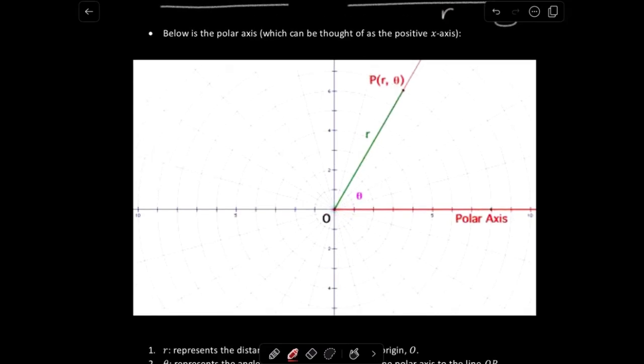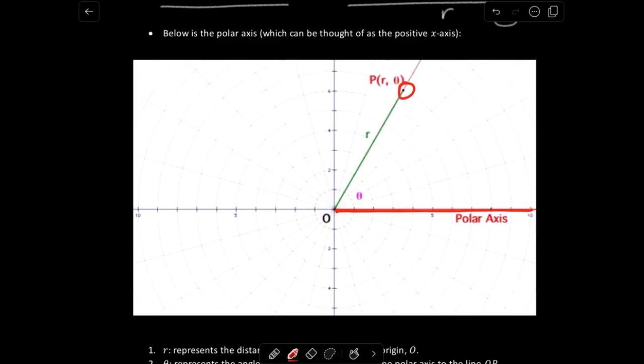So I want you to take a look at this diagram. What we have is the y-axis and the x-axis. That's straight from the Cartesian plane. But what we do is we call the positive part of the x-axis the polar axis, which can be thought of as basically the positive x-axis. We're not changing anything. We're just basically giving the positive version. So here's the x-axis from the Cartesian plane, this thing that I'm highlighting in red. And then we're taking the positive portion and we're calling it the polar axis. That's all we're doing.